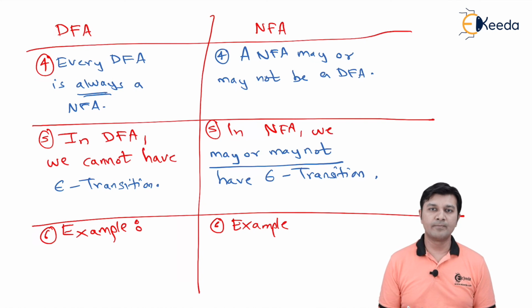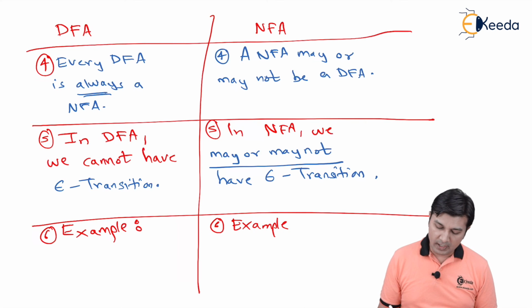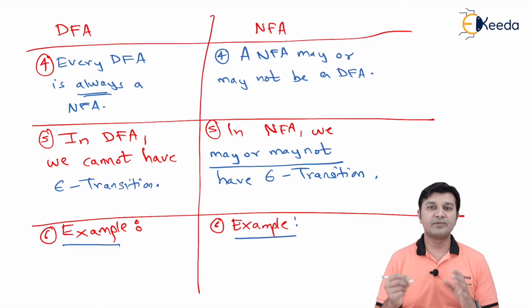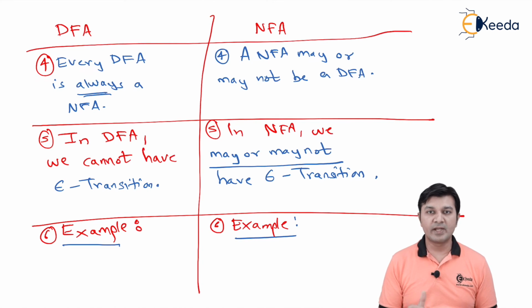The last point number 6 is going to be the example of DFA and NFA, which we have done exactly in the previous video. So whenever a distinction between DFA and NFA comes, my answer should be populated with these 6 points. With this, we finish with the distinction.